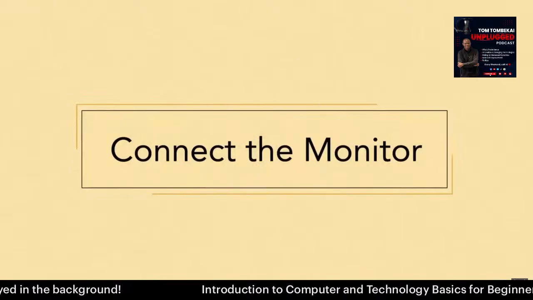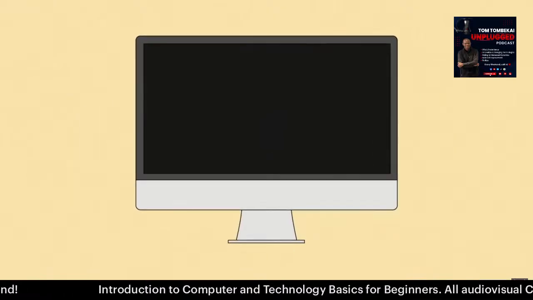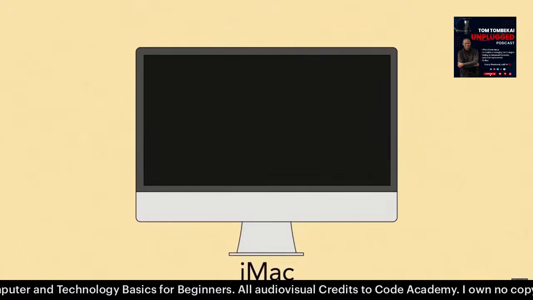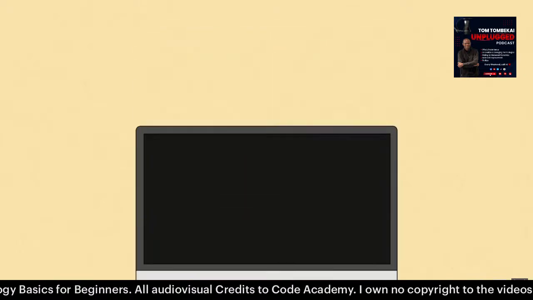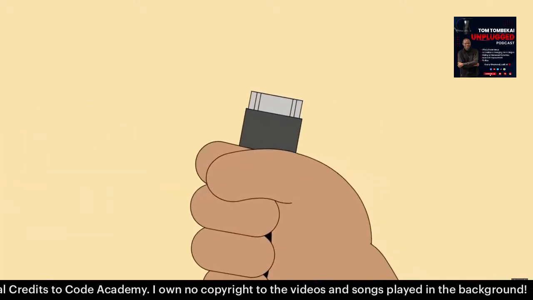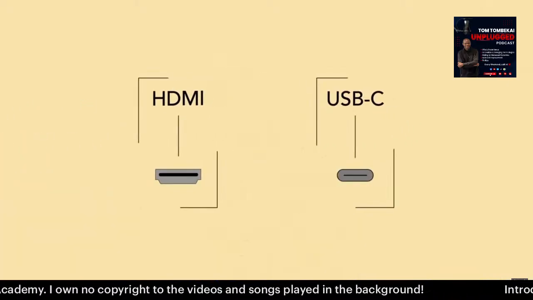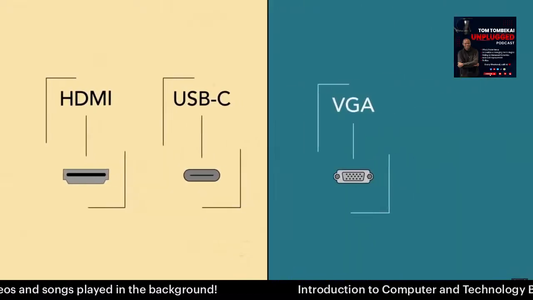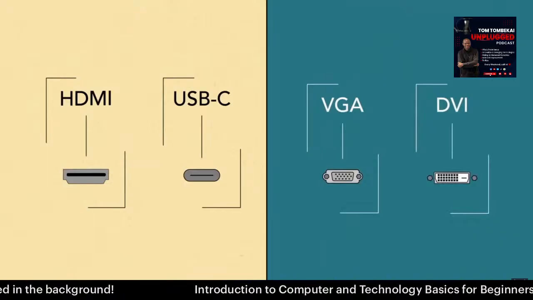Next, let's connect a monitor. If you have an all-in-one computer where everything is built in, for example, an iMac, you can skip this step. Otherwise, locate your monitor cable. Newer monitors often use HDMI or USB-C connections, while older monitors may use VGA, DVI, or another type of connection.